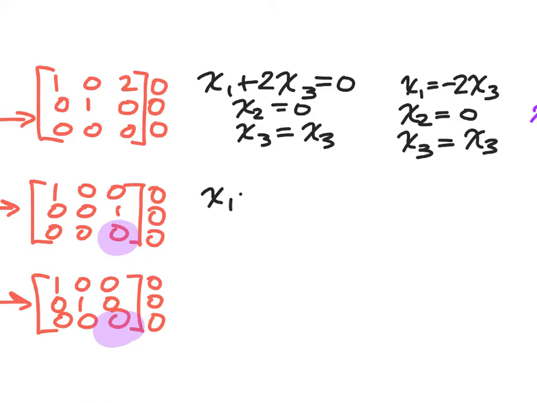All right, so x1 is equal to 0. x2 is equal to x2. x3 is equal to 0. All right, so that gives us 0, 1, and 0.